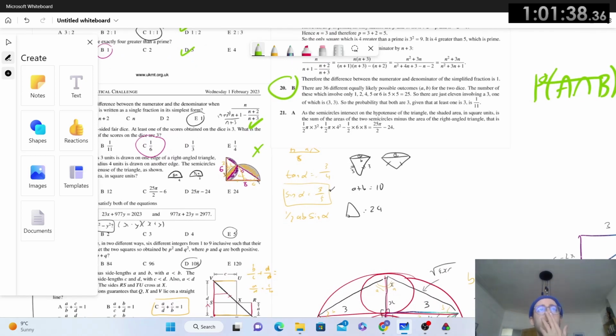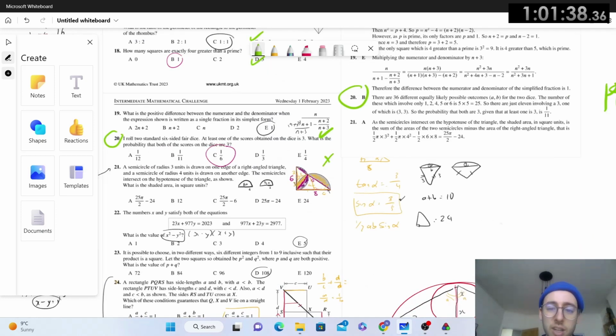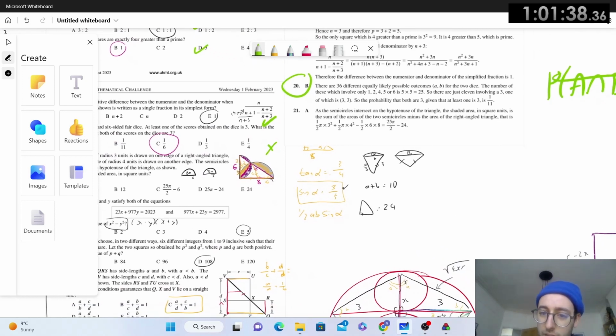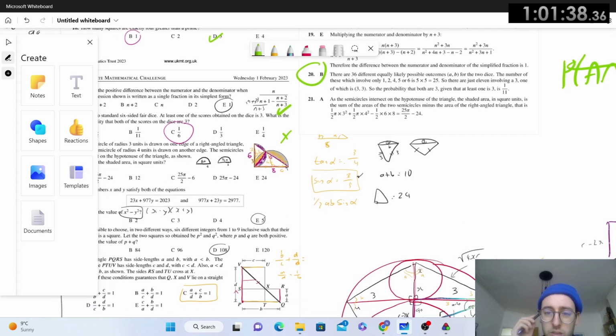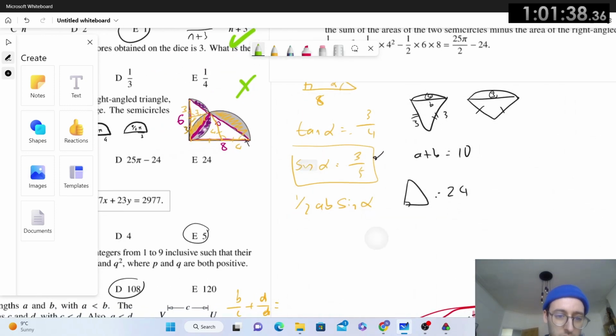Oh my god, this is like a semicircle Pythagoras thing. Oh my god, I actually have seen this before. Oh, I didn't get this one either. As the semicircles intersect on the hypotenuse, the shaded area is the sum of the areas of the 2 semicircles minus the area of the right angle triangle. What? That's it. Why? What?